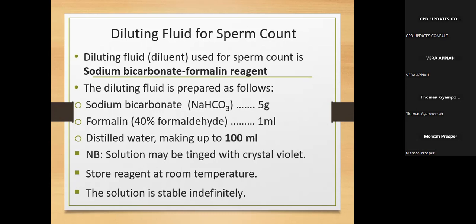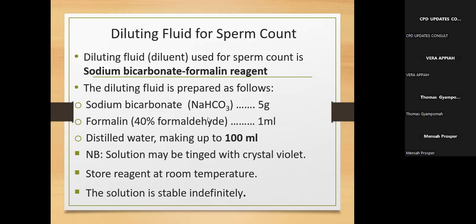The actual solution is 5% sodium bicarbonate with the formalin. I've told you what the formalin will do. And then it's tinged with crystal violet. What it means is that once you have finished your dilution, you can just add a little bit of crystal violet to it. And that gives you your semen diluting fluid. Don't go and buy this anywhere. Okay, right. And you store it, and the solution is stable indefinitely.